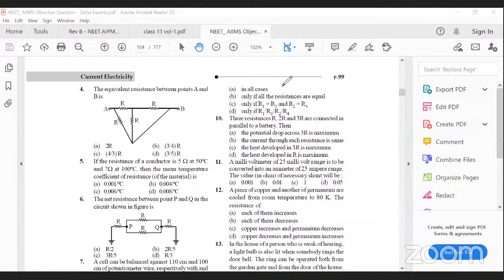Let's see the fifth one. If the resistance of a conductor is 5 ohms at 50 degrees and 7 ohms at 100 degrees, then find the mean temperature coefficient of resistance of the material. Now I need to find alpha, correct? Here there are two elements and two temperatures. I need to find alpha, the mean temperature coefficient. Let's see the relationship.